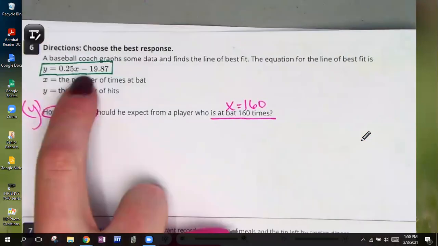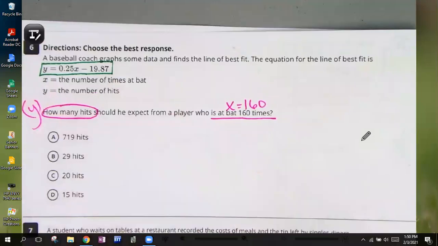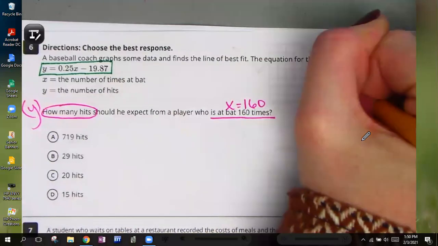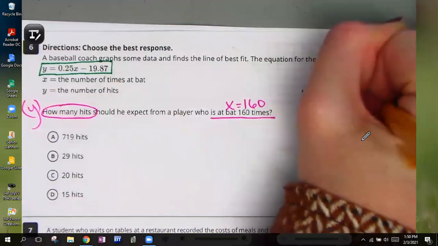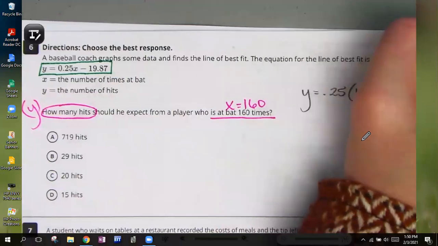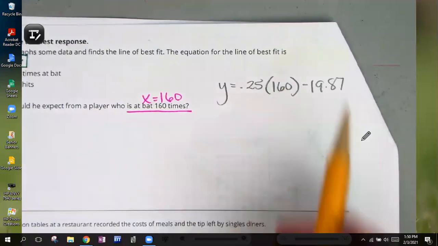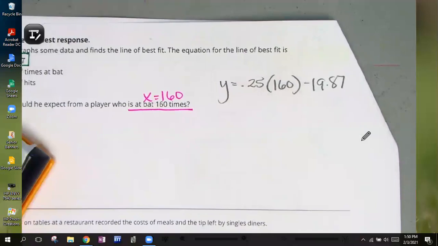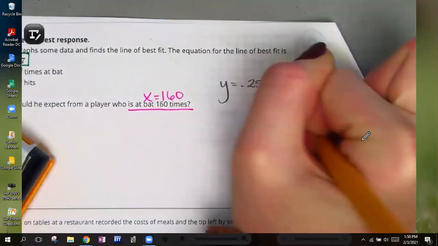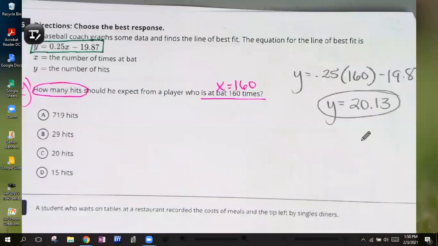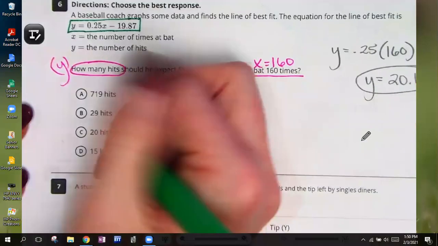All right, I have an equation. I have one of my variables. What do I do? I substitute it. Okay, so that's what it looks like. I just, instead of X, substituted in 160. And I get 20.13 when I type that all into my calculator. Okay, so how many times did he actually get a hit? 20 times.